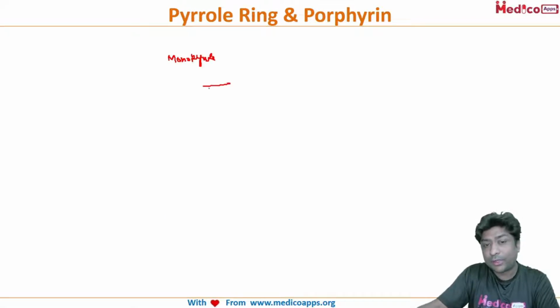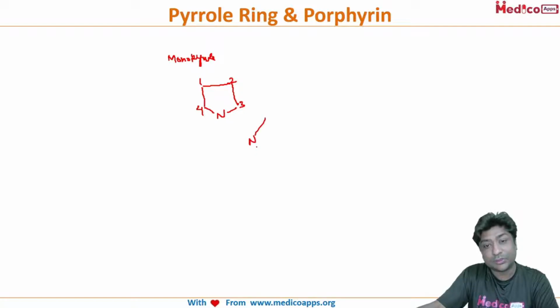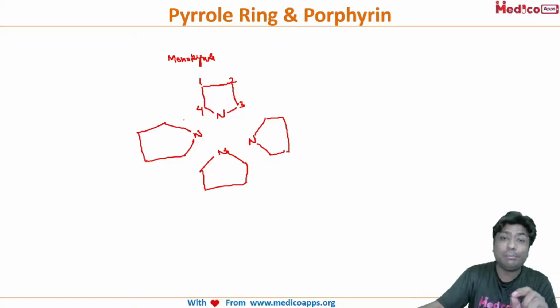So monopyrrole is nothing but a 5-membered ring with 1 nitrogen and 4 carbon. So this is a monopyrrole. You can see 4 carbon is there and 1 nitrogen is there. When 4 such monopyrroles come together, this is one, this is your second monopyrrole, this is your third monopyrrole, and this is your fourth monopyrrole, and they are joined by methylene bridges.